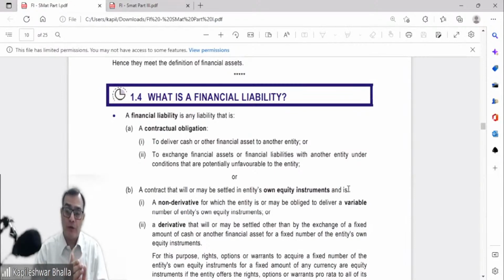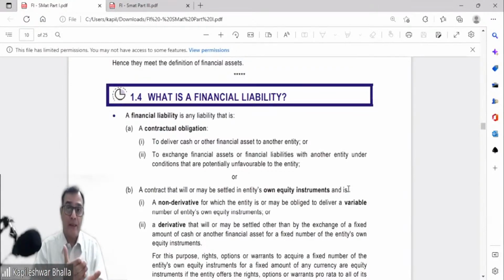So the very first question you need to put across is: is there an obligation which is contractual in nature? Can you give an example of an obligation which may not be contractual in nature? Imagine a company has an obligation to pay taxes to the government. Is this obligation contractual in nature? No. My obligation as an entity to pay taxes to the government is a statutory obligation. It is not a contractual obligation.